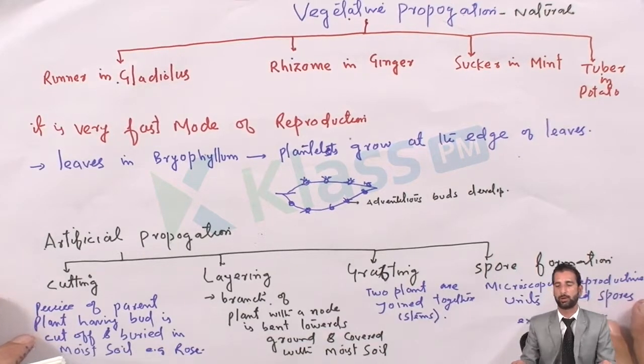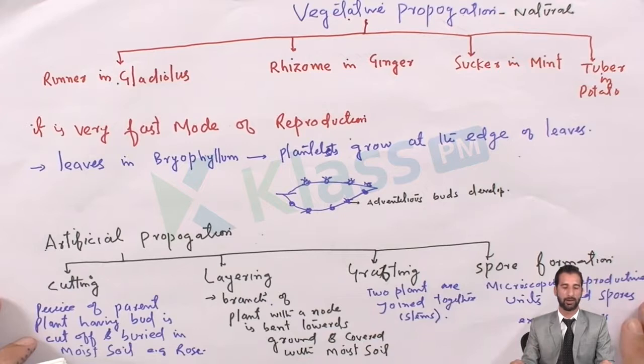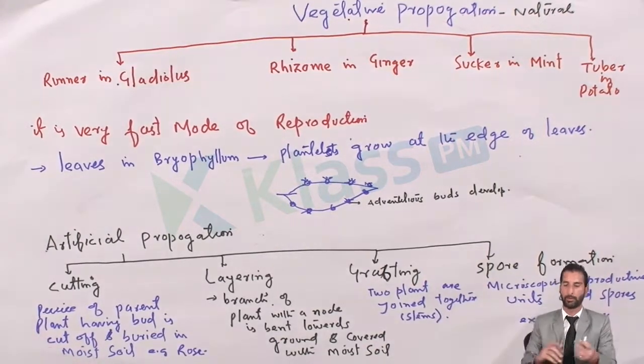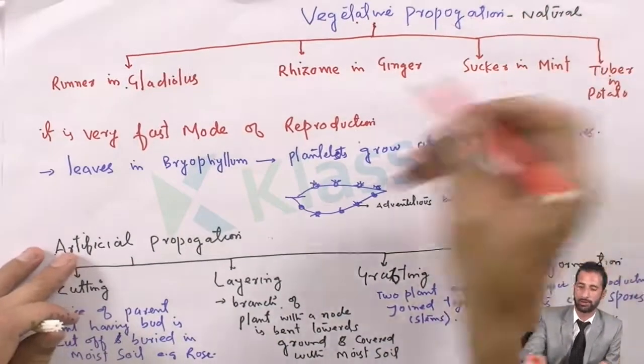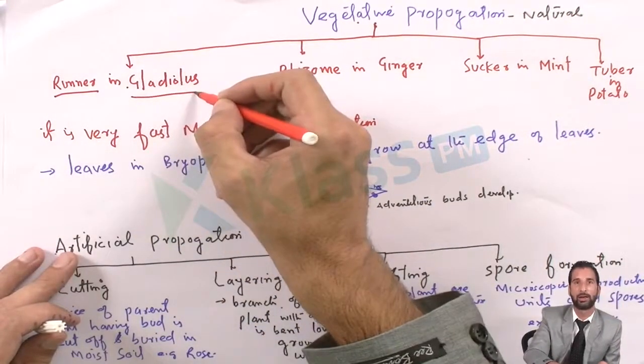This vegetative propagation, which occurs in the higher plants, is classified into two subtypes. One is natural vegetative propagation, and the second one is artificial vegetative propagation. What is natural vegetative propagation and why is it necessary? We're going to discuss in this session. I have some examples of natural vegetative propagation, that is the runners in the gladiolus.